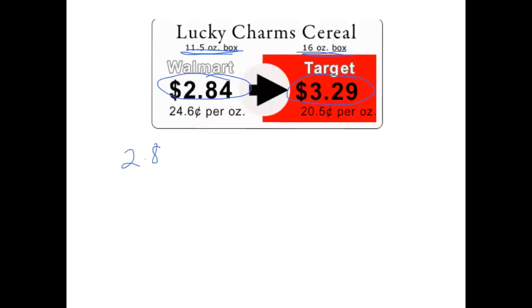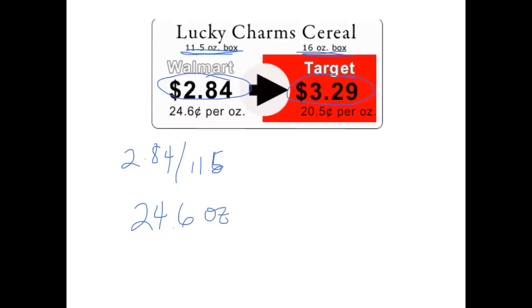Now, most of the time, the grocery stores set it up for you, and they actually tell you the cost per ounce. So if you were to do this on your own, you'd take $2.84 divided by 11.5 ounces, and it comes out to 24.6 cents per ounce.